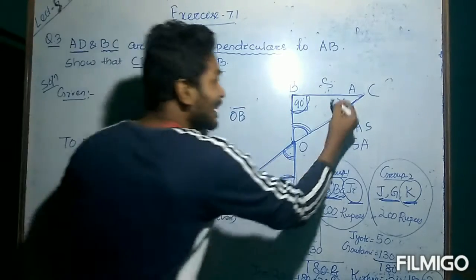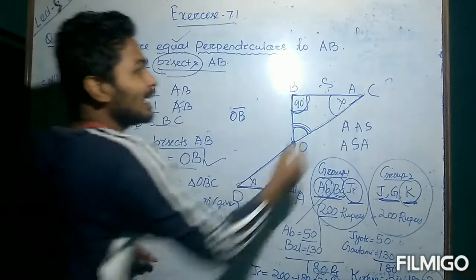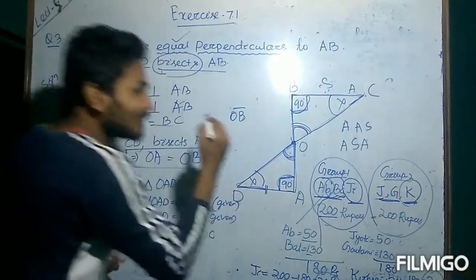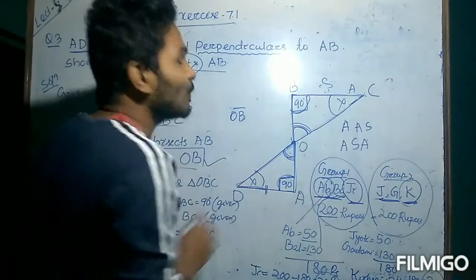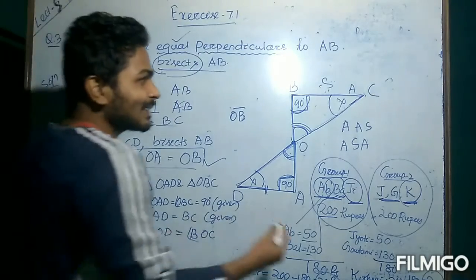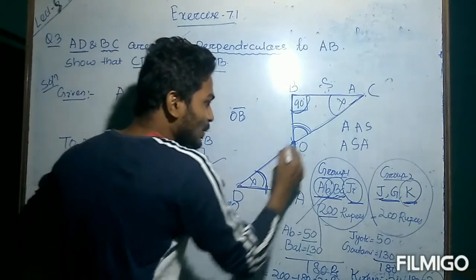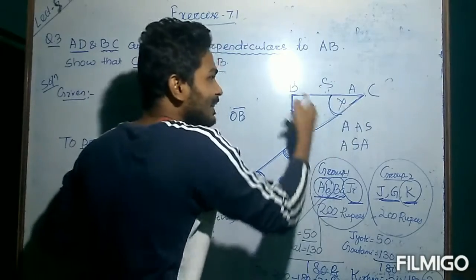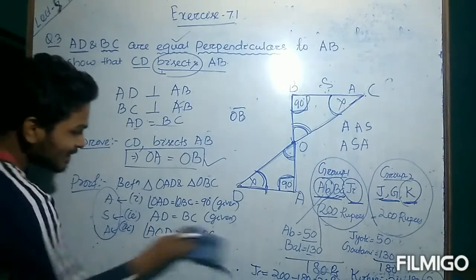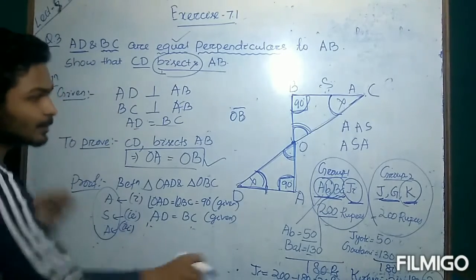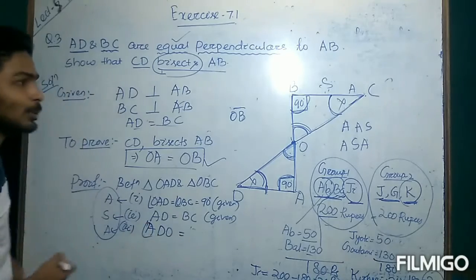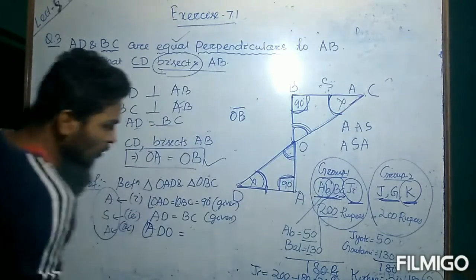So we can write that the value of angle BCO is equal to the value of angle ADO. Do you understand it? Right. So now we can write that angle ADO is equal to angle BCO. So instead of writing this, we will write ADO is equal to angle BCO.